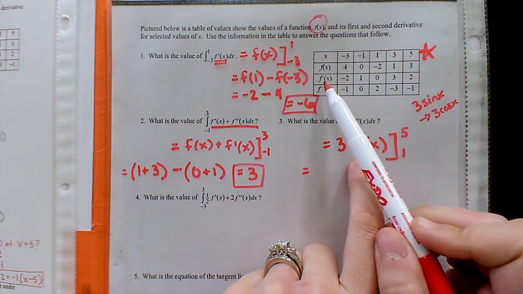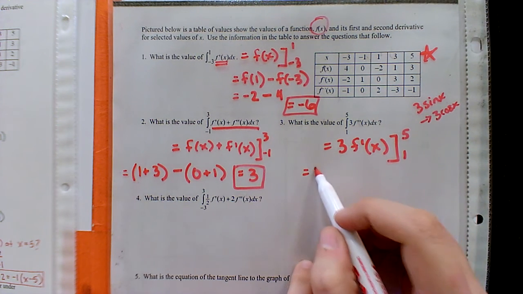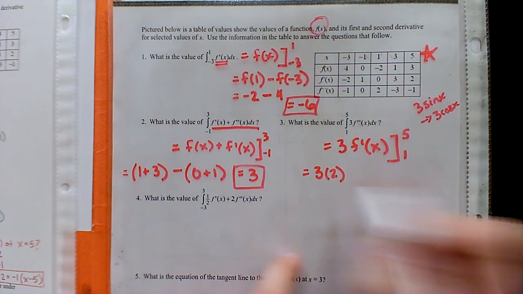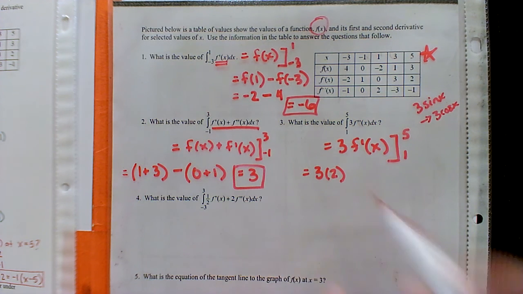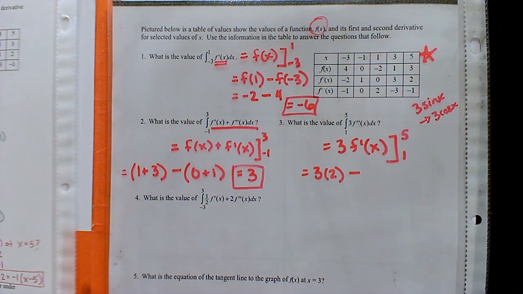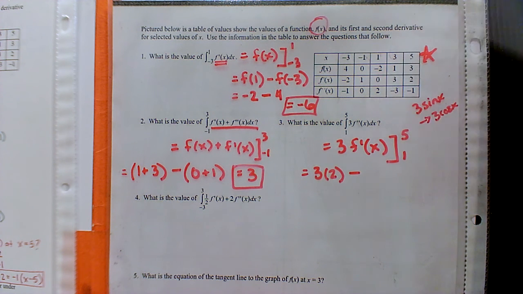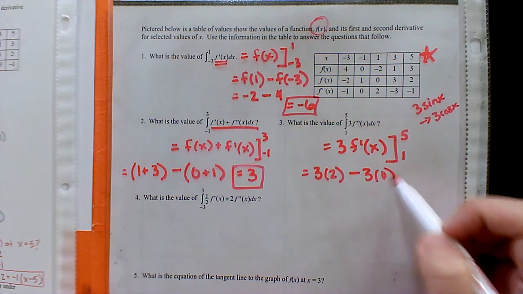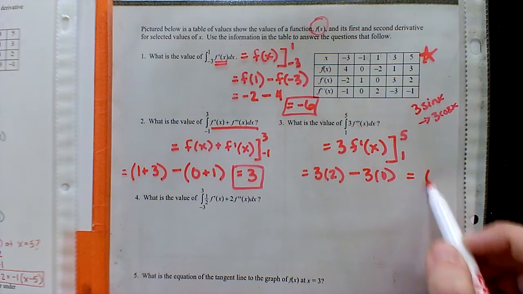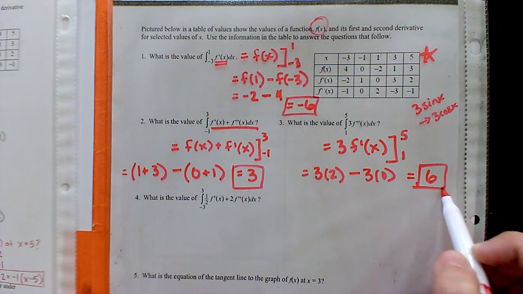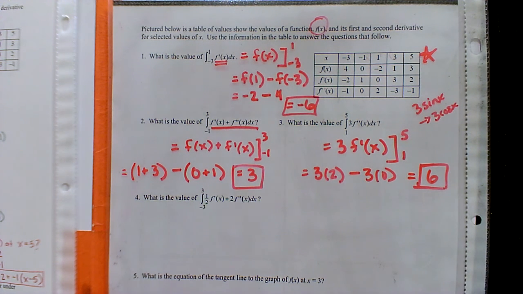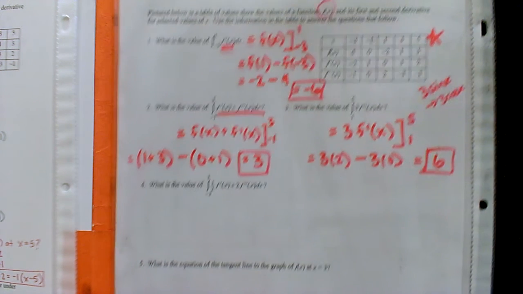All right, so we're going to plug in 5 first. The first derivative at 5 is 2. So I need 3 times 2. And then I'm going to subtract what I get when I plug in the bottom bound of 1. Which would be 0. So 3 times 0. So in the end we get 6. Okay, a positive result, we have more area above the x-axis than we do below.